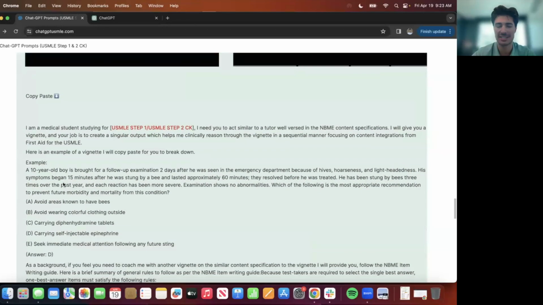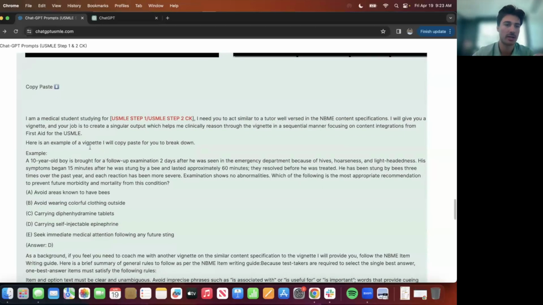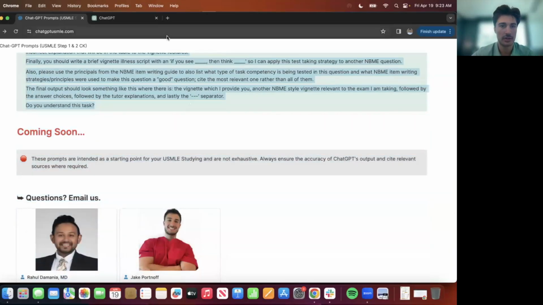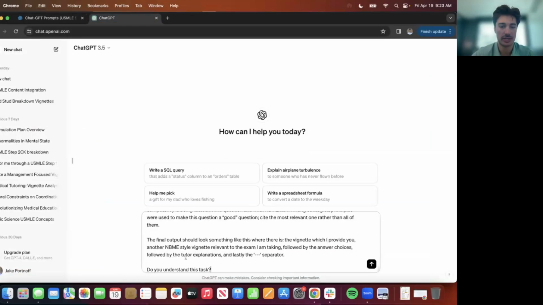And what you guys are going to do is exactly what I'm doing. So you're going to land on the page, you're going to scroll down, and you're going to see this dashboard. What you're going to do is copy and paste all of this here to the bottom, and then you're going to go into your ChatGPT window and hit paste.